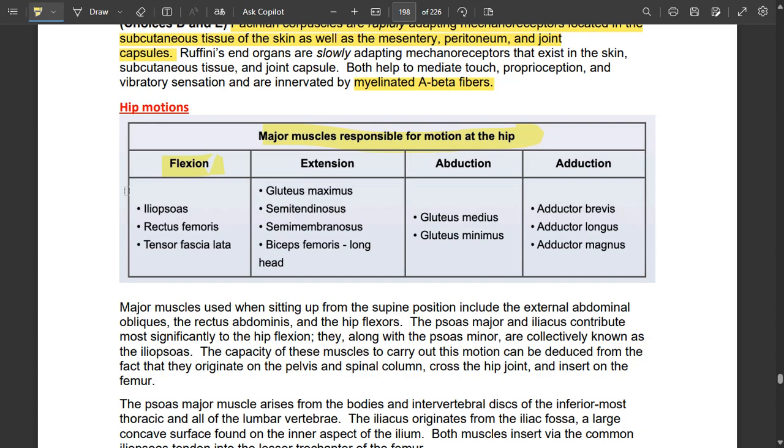Abduction occurs by gluteus medius and minimus, and adduction occurs by adductor brevis, adductor longus, and adductor magnus. Extension occurs by gluteus maximus, semitendinosus, semimembranosus, and biceps femoris long head.